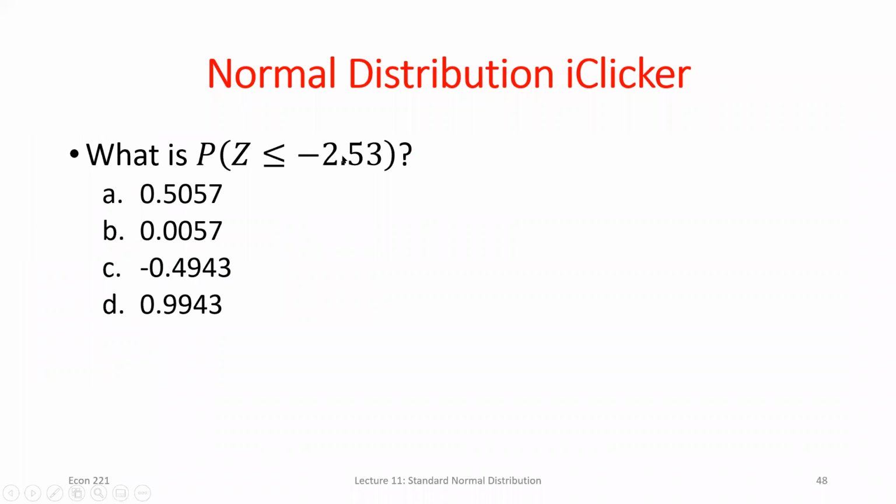All right, so we left off last class looking at the normal distribution, looking at the standard normal tables, looking up different z-values. So we'll pick up from there.